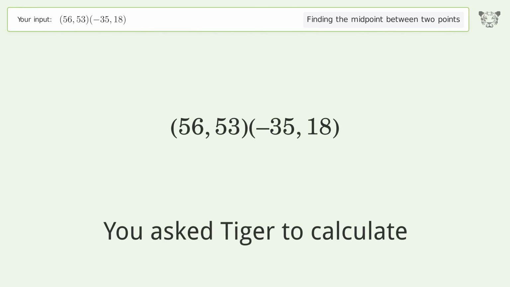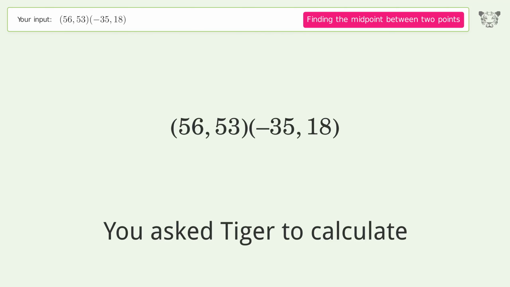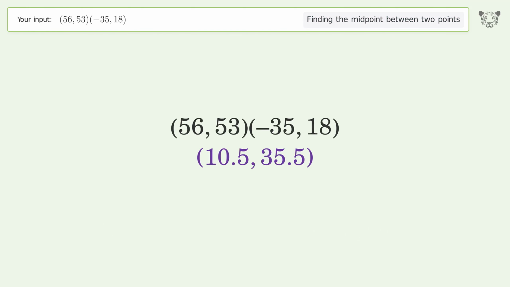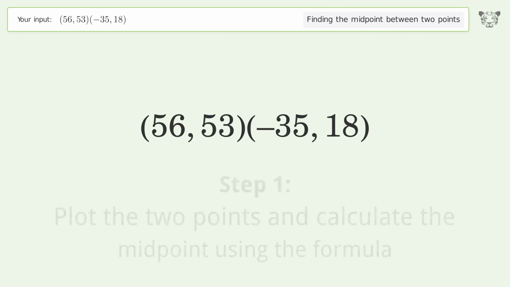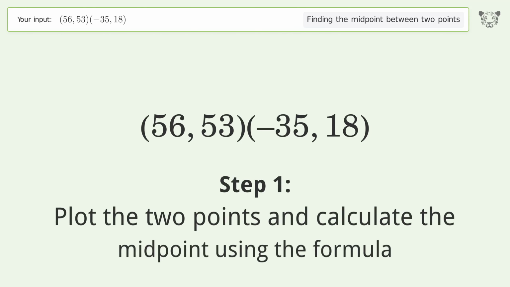You ask Tiger to calculate. This deals with finding the midpoint between 2 points. The midpoint between the 2 points is 10.5, 35.5. Let's solve it step by step. Plot the 2 points and calculate the midpoint using the formula.